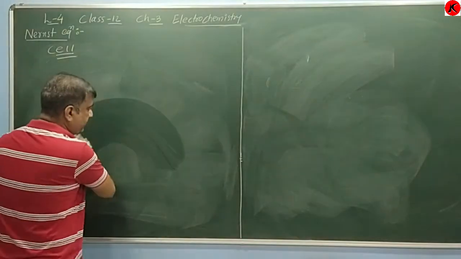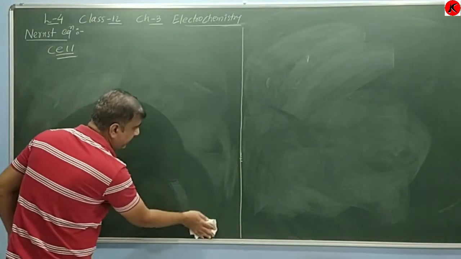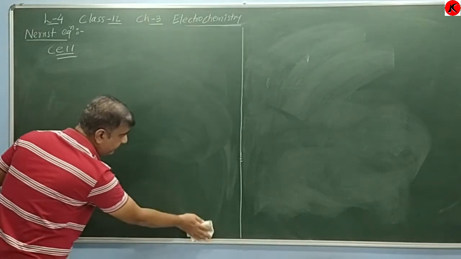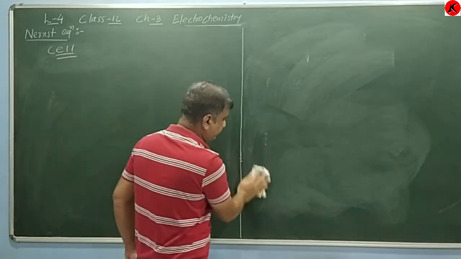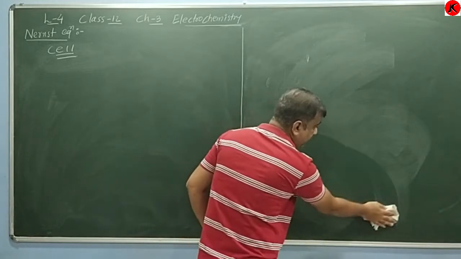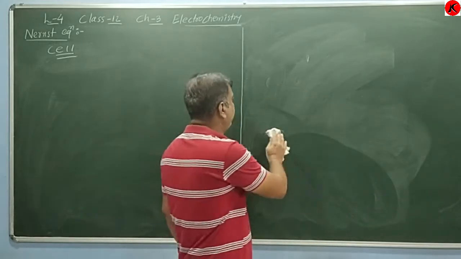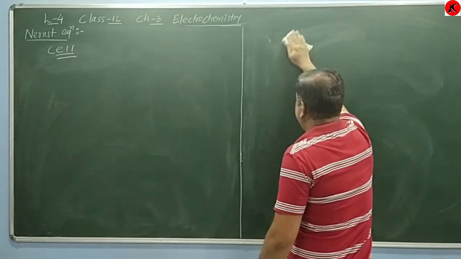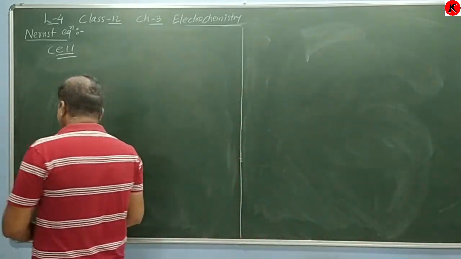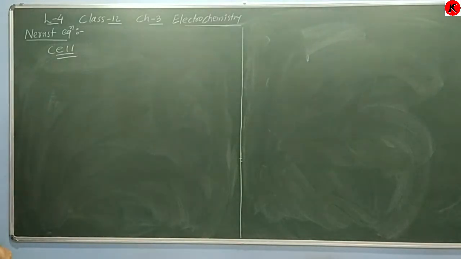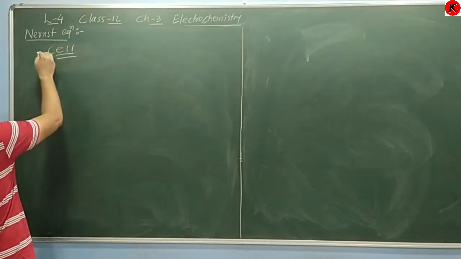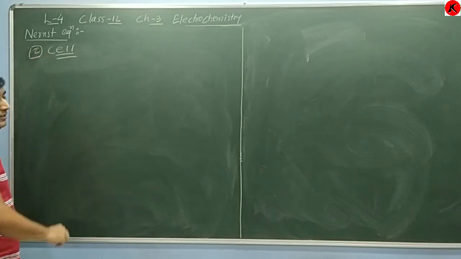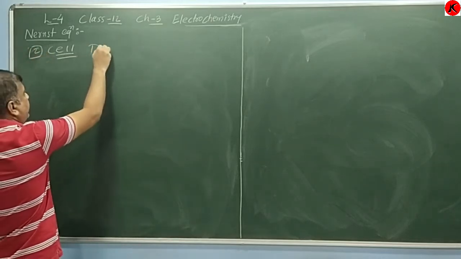So first, considering the example of a Daniell cell. A Daniell cell we know very well. In a Daniell cell, the zinc half cell acts as an anode and the Cu half cell acts as a cathode. That means we know which redox reaction takes place in the cell.